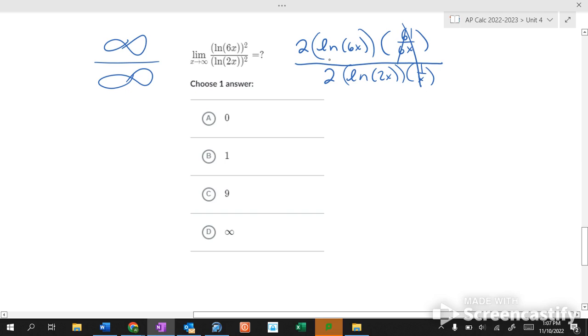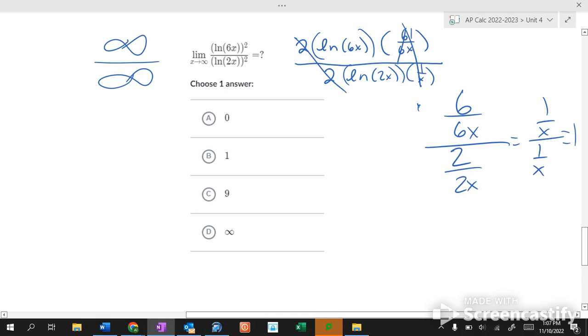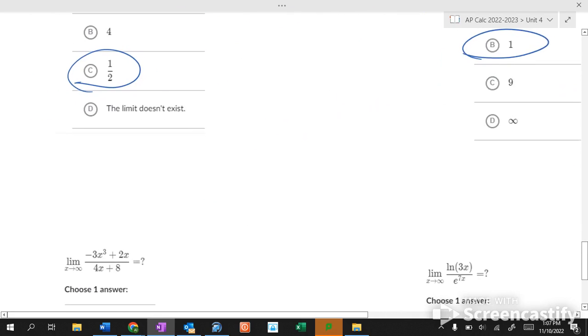So then we still have infinity over infinity here, right? Because we have, then we do it again. So the 2's cancel, then we're right back where we started. But we're not right back where we started, because we had powers on the outside. So the ln of 6x is 6 over 6x. And the ln of 2x is 2 over 2x. So both of them are 1 over x. So they're the same thing, which is 1. Wow, that one didn't go the way I was expecting it to.